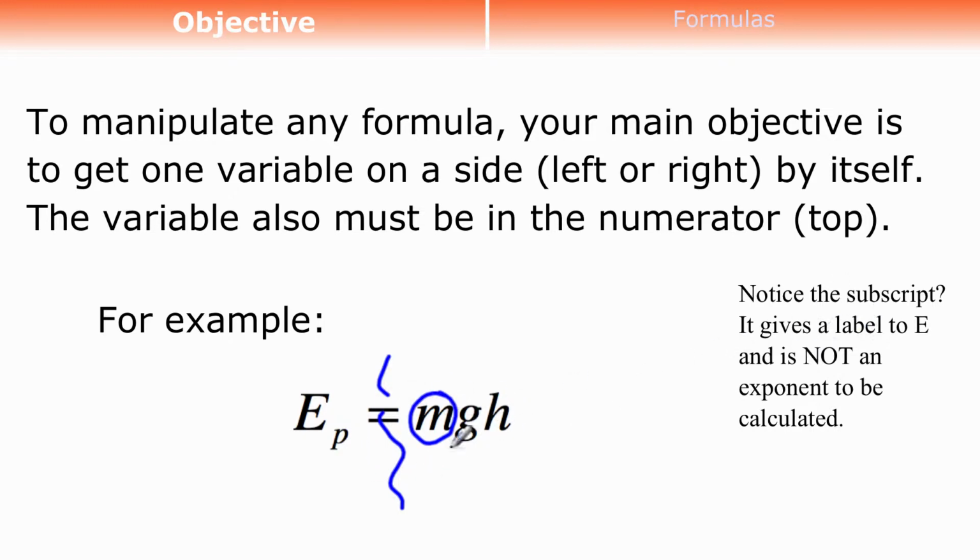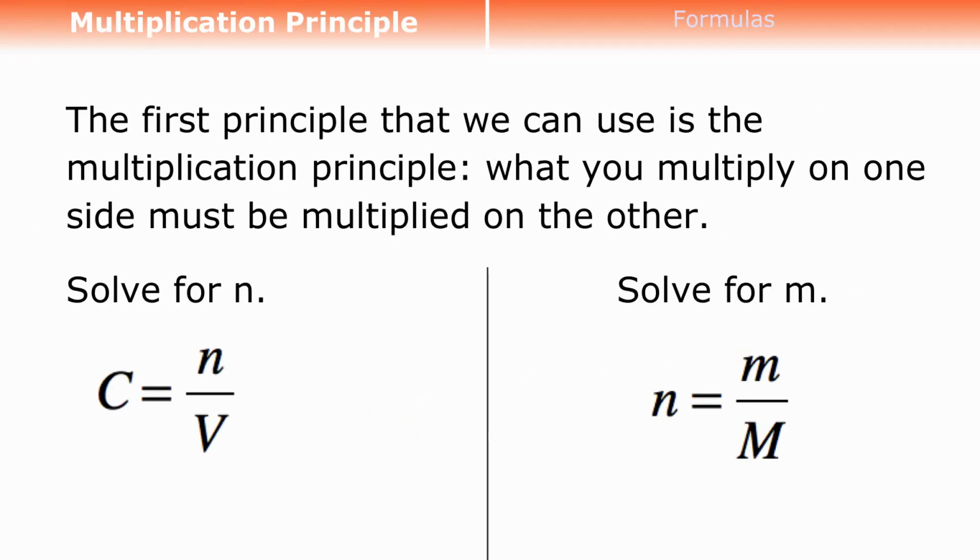Just one thing I have a note here is this little p there isn't an exponent or something, it's just sort of a name that we give. So this is energy and it's potential energy. That's what that p down there would stand for. So the first principle we'll look at is something called the multiplication principle. And it basically says if you multiply something on one side, you can do it on the other side too. And that's really how all the principles work. What you do on one side, you do on the other side.